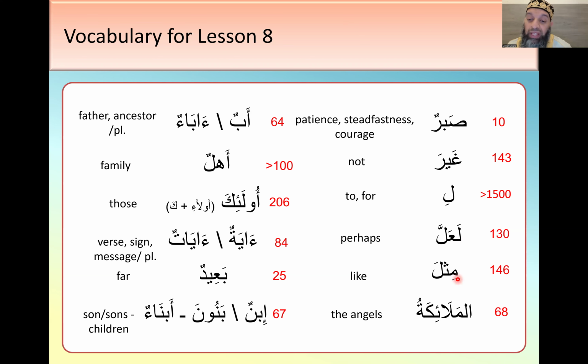Right, next one. Mithla. Mithla means like. Laysa kamithlihi shay. There is nothing like him. There's nothing like Allah subhanahu wa ta'ala. Laysa kamithlihi shay. And the last one. Al-malaikatu. Angels. Amantu billahi wa malaikatihi wa kutubihi wa rusulihi. I believe in Allah and the angels of Allah, etc. Right? So that's the extra words to know. Yeah, al is the.